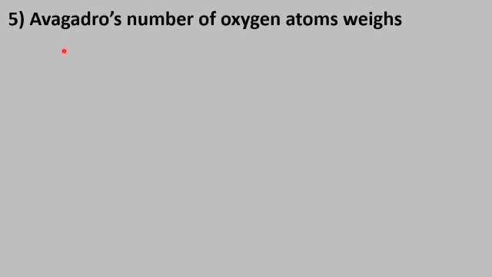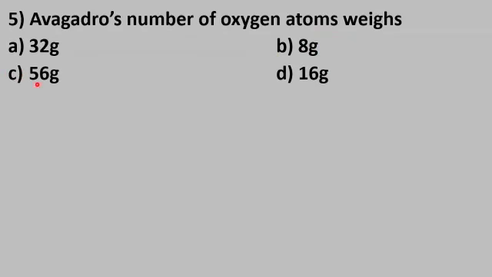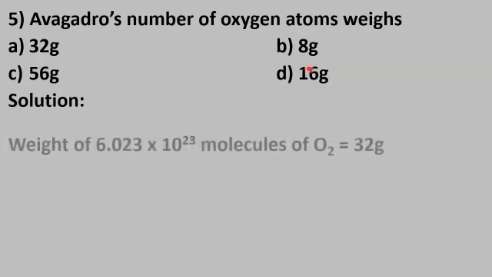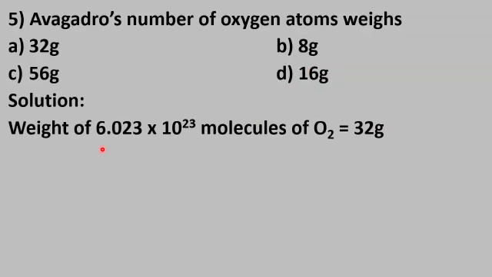Question number 5. Avogadro's number of oxygen atoms weighs dash: 32 gram, 8 gram, 56 gram or 16 gram. So solution, weight of 6.023 into 10 raised to 23 molecules of oxygen, that is Avogadro number of particles of oxygen is equal to 32 gram.